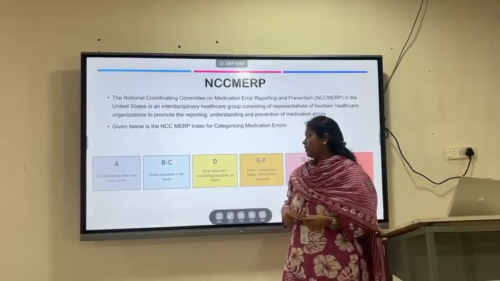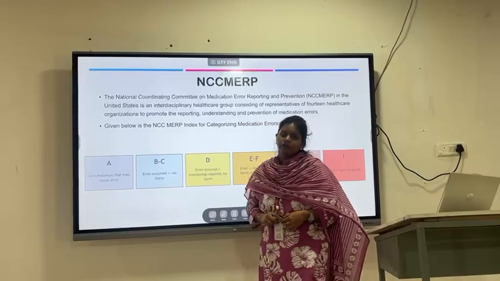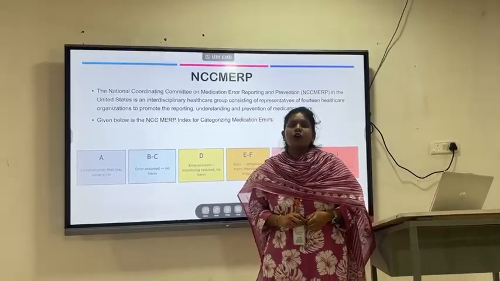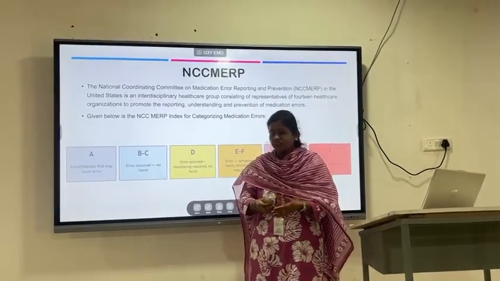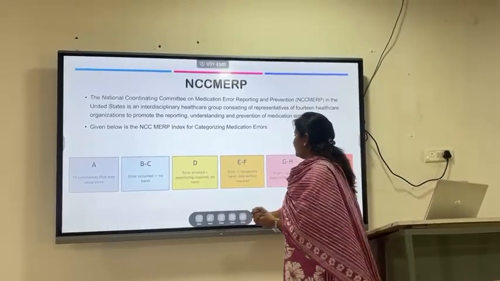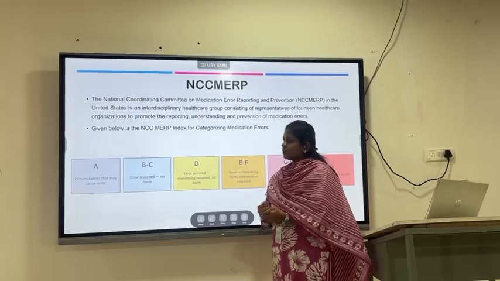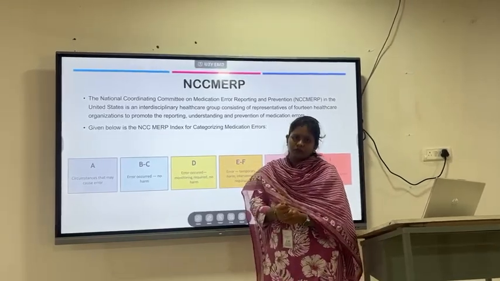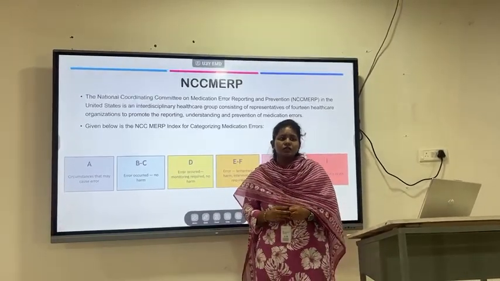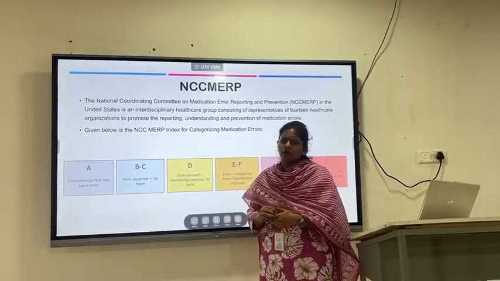Category D is error occurred, monitoring required and no harm. An error has occurred, but not much harm is done to the patient, and monitoring is required to prevent further harm. Whereas in E and F categories, there is temporary harm to the patient and intervention is compulsory, otherwise it leads to harmful reactions in the patient.